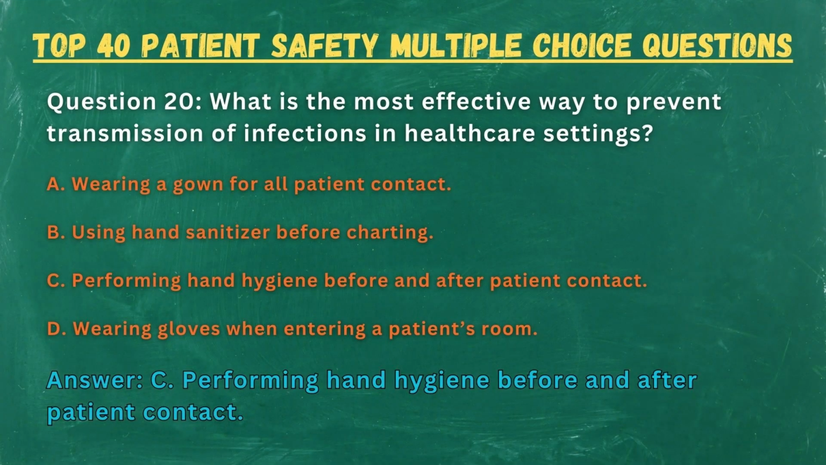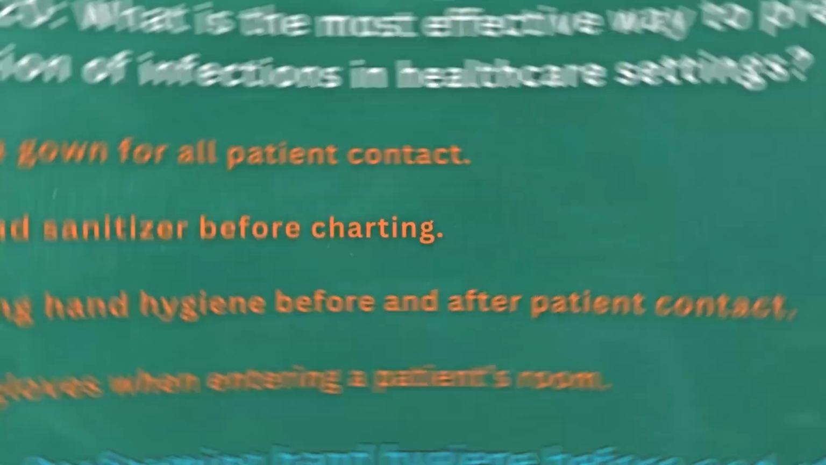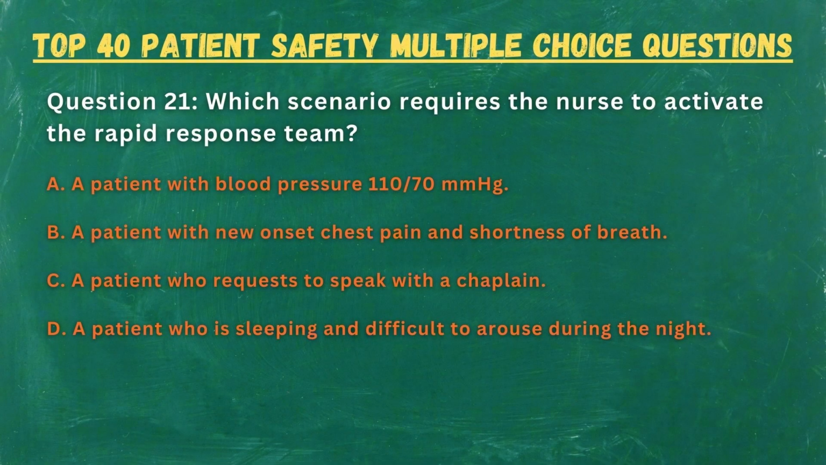Answer: C. Performing hand hygiene before and after patient contact. Question 21. Which scenario requires the nurse to activate the rapid response team? A. A patient with blood pressure 110/70 mmHg. B. A patient with new onset chest pain and shortness of breath. C. A patient who requests to speak with a chaplain. D. A patient who is sleeping and difficult to arouse during the night.